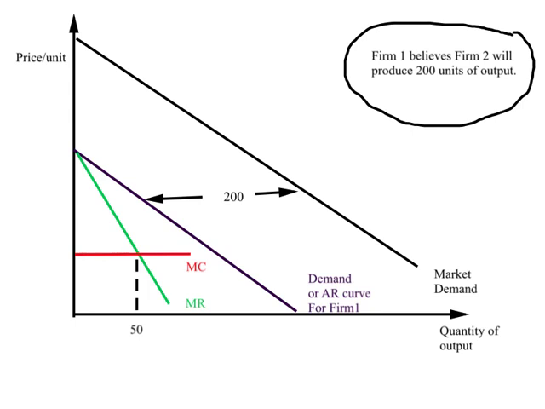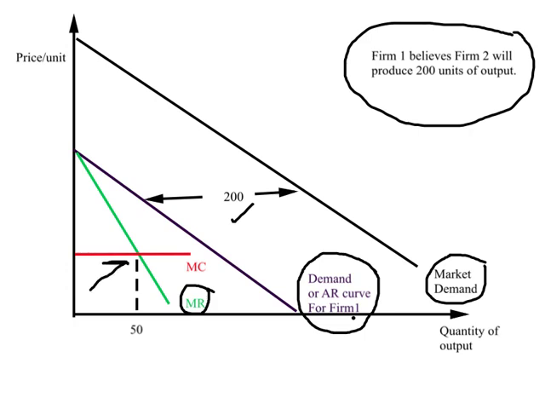So like we did on the previous slide, from the market demand curve we knock off 200 units of output and we derive a residual demand curve, or the average revenue curve, for firm 1. Based on this AR curve, we can derive the residual marginal revenue curve for firm 1 when it assumes firm 2 will produce 200 units of output. Once again we have this equilibrium point, and based on this, when firm 1 believes firm 2 will produce 200 units of output, the profit maximizing level of output for firm 1 will be 50 units.